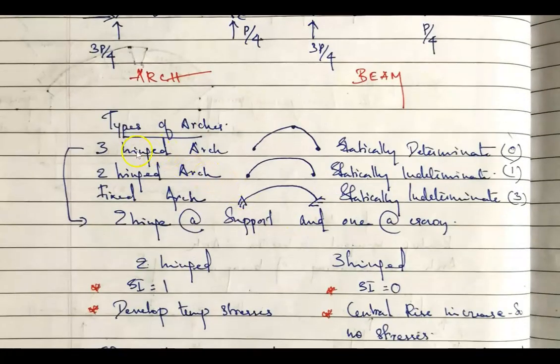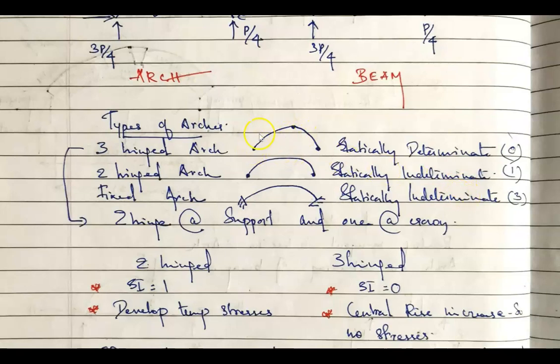Now you have the types of arches as 3-hinge, 2-hinge and fixed arch, and you know they are statically determinate or indeterminate. Now how do you tell whether it is statically determinate or indeterminate? Sigma H equal to 0, sigma V equal to 0, sigma M equal to 0, those are the equilibrium conditions you generally have. And whatever the number of unknowns you have, if number of unknowns minus equilibrium conditions equals 0, you call it statically determinate. And the other cases you call statically indeterminate.